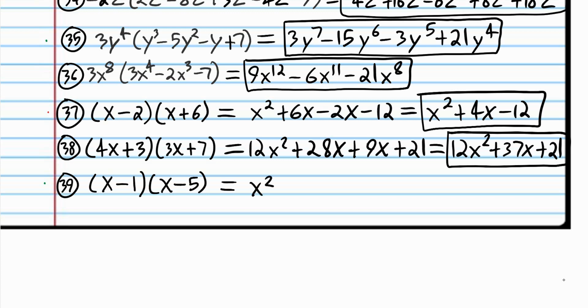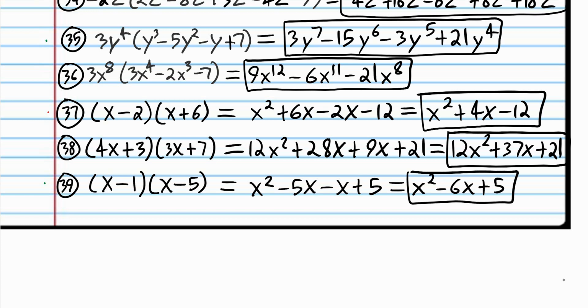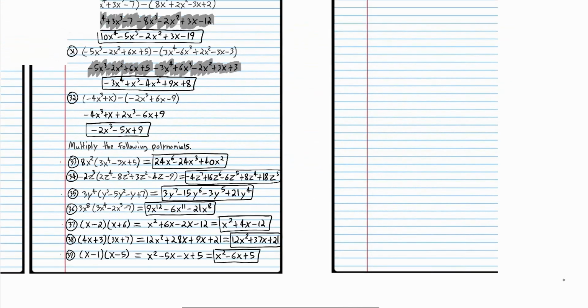All right, we're back. x times x is x squared. x times -5 is -5x. -1 times x is -x. -1 times -5 is +5. The inner terms, -5x minus x is -6x. And there you go. So, again, we have FOIL. F-O-I-L. First terms, outside terms, inside terms, last terms. If you got that one right, good job.